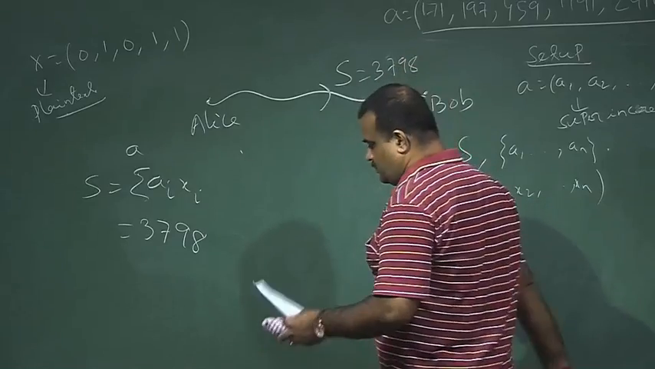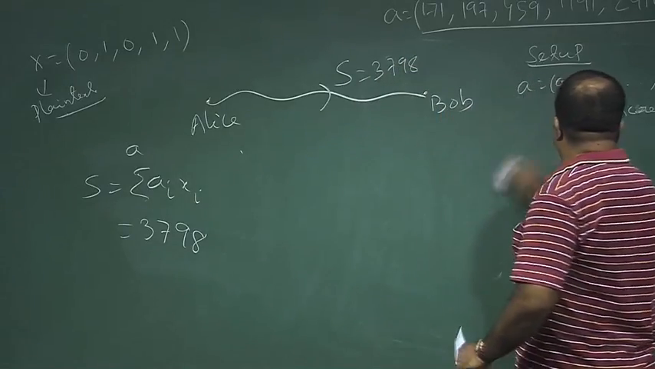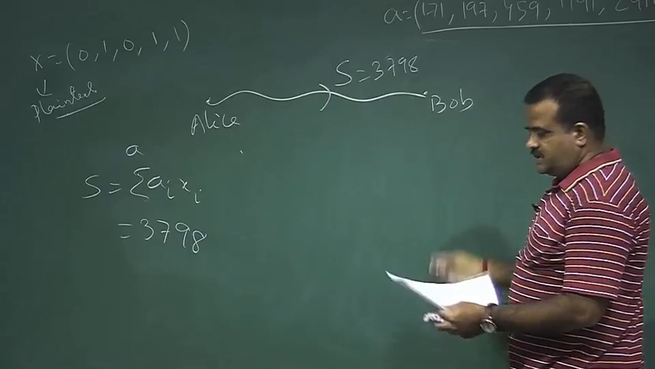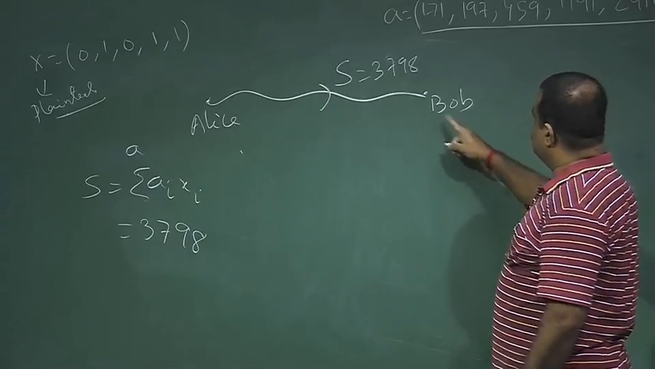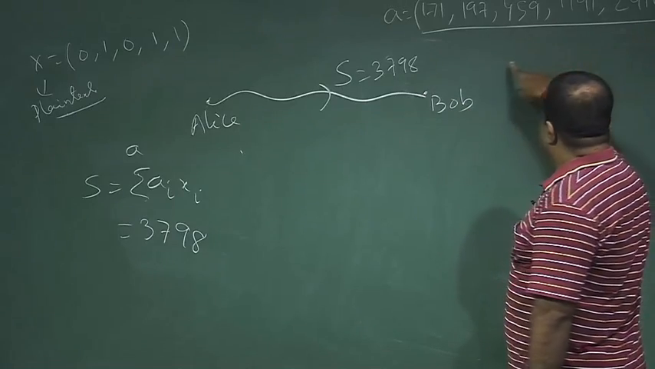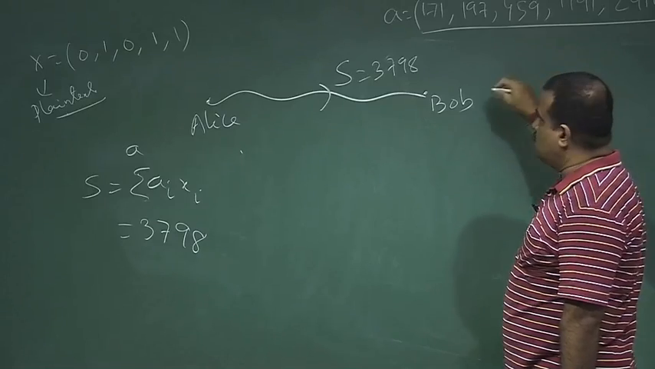3798 Alice is sending to Bob. Now what will Bob do? Bob has to apply the algorithm which we have discussed, that super increasing algorithm. So now, in that loop, i goes from n down to 1.